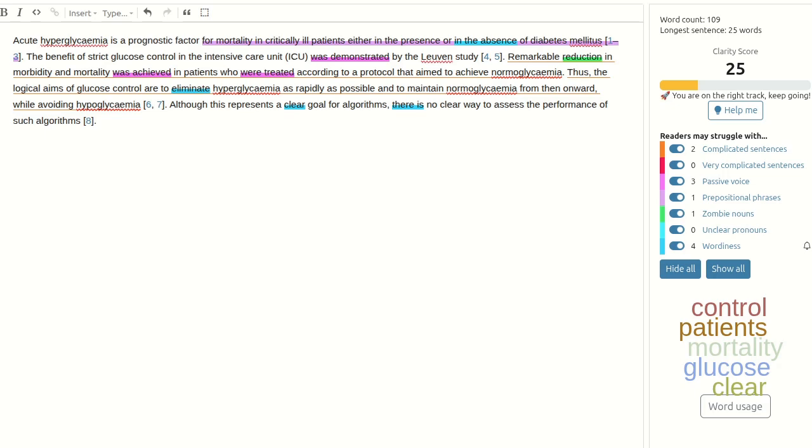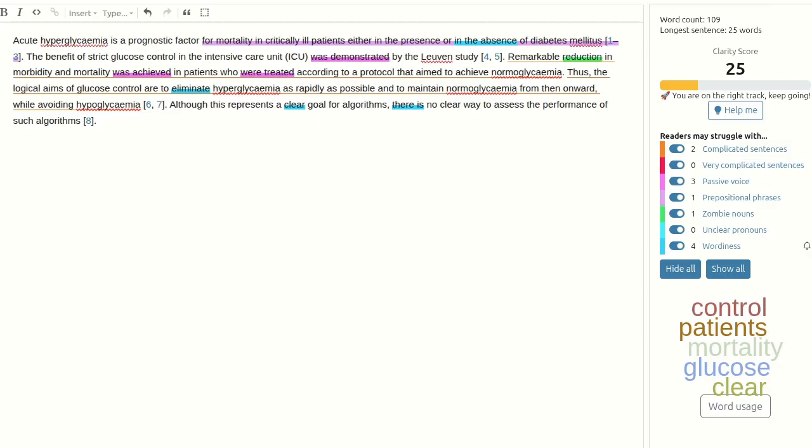"Is a prognostic factor." And then we have "for mortality in critically ill patients, either in the presence or in the absence of diabetes mellitus." Now that end of that first sentence is really long and heavy. If you didn't notice it was long or heavy by yourself, then ReallyWrite points it out for you. It says, hey, look at this. It's underlined in purple. Is there anything you can do there?